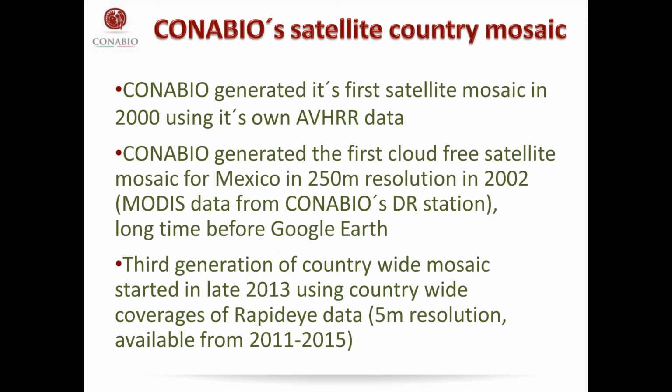Just for the history, CONABIO generated its first satellite mosaic in the year 2000 using our own AVHRR data. And right after that, because we had a pretty good impact in the country using that type of information, we also compiled the first satellite mosaic in 250-meter resolution using data from our own receiving station in the year 2002. Just to put that in context, that was long before Google Earth was online, and providing 250-meter resolution at that time was still quite a challenge computationally. Because of that, we had a certain interest in continuing our efforts in providing that type of information.